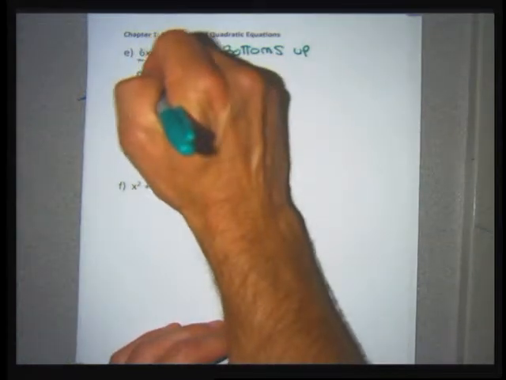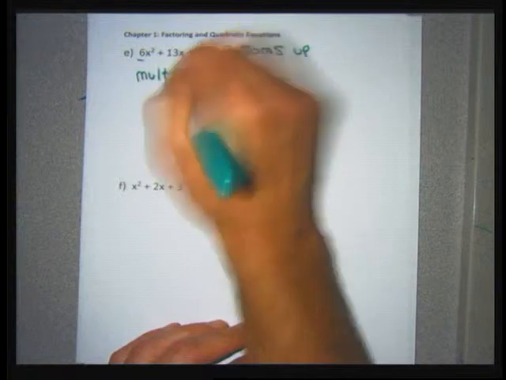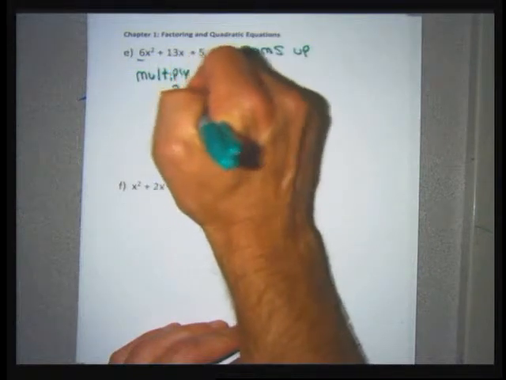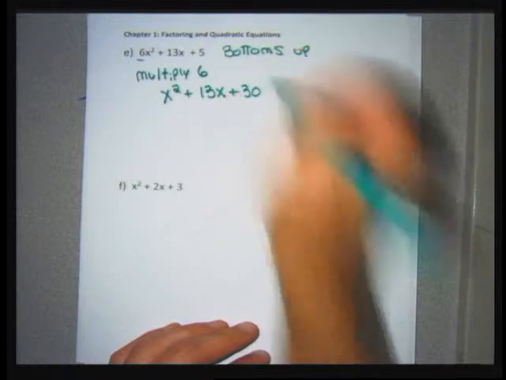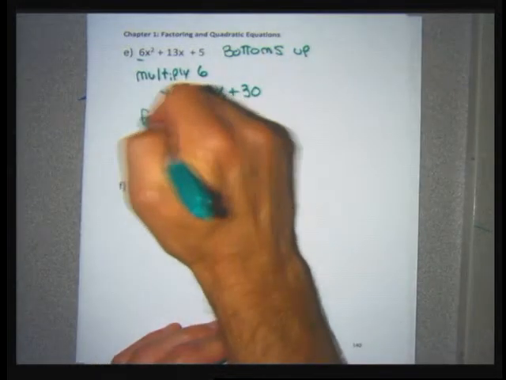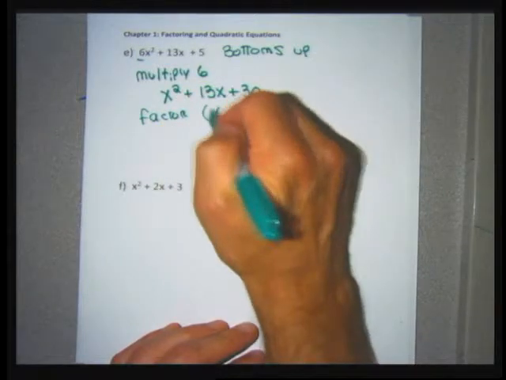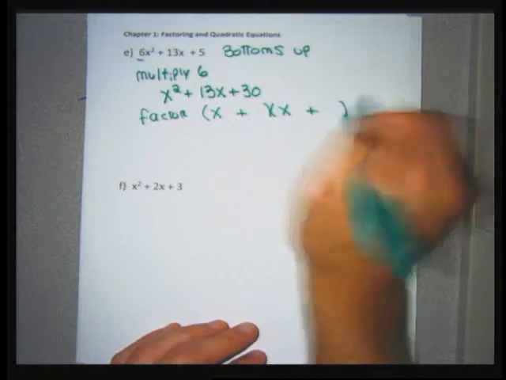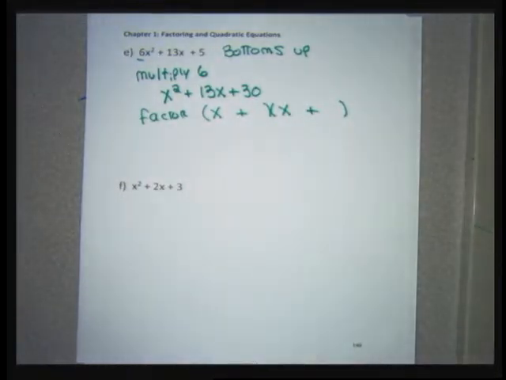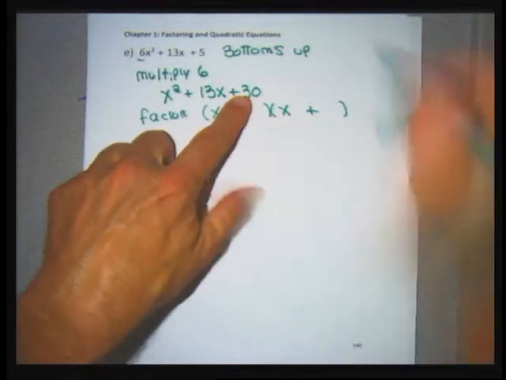So the first step in bottoms up is I'm going to multiply by 6, and what I'm going to multiply by 6 is that 5 at the end. So that's the first step of bottoms up. And then I factor, and again, this is now easiest factoring. There's no minus sign, so I don't have to worry about my signs or double pluses. There's nothing in front of the x squared, so I split the x's up. And now I look at the 30.